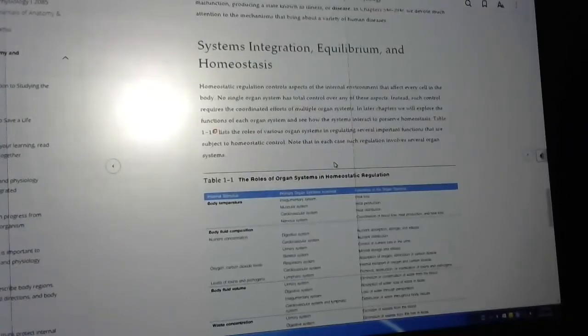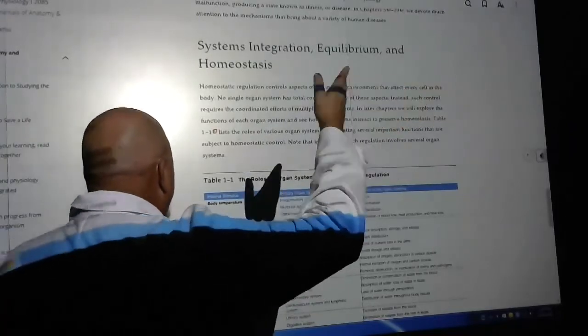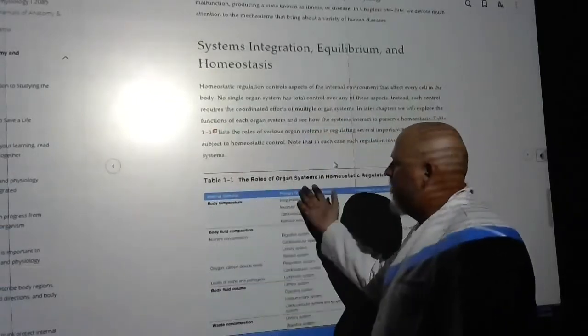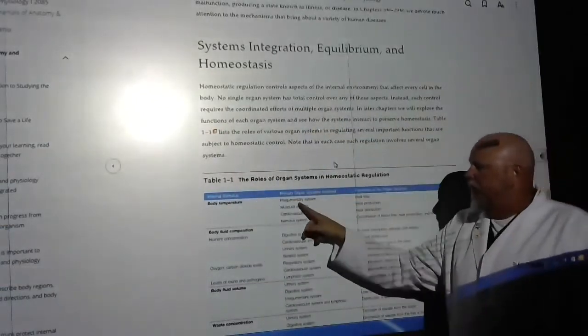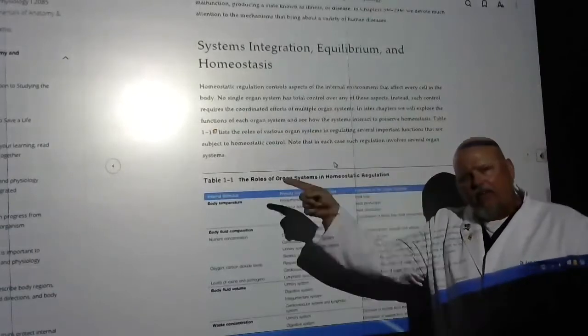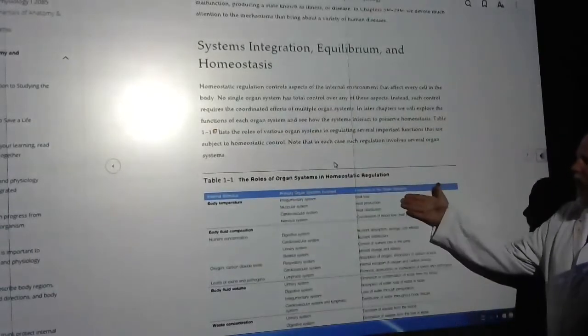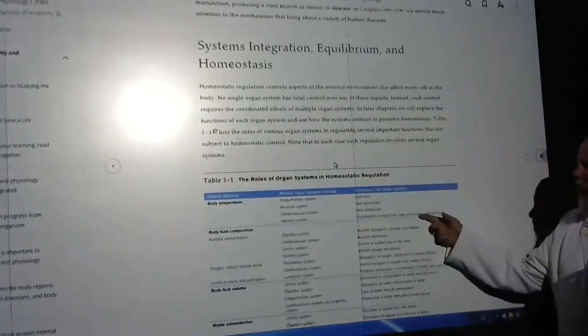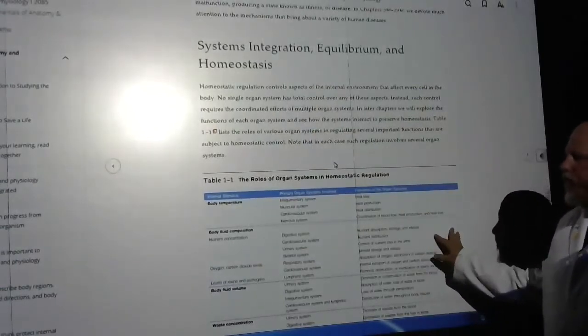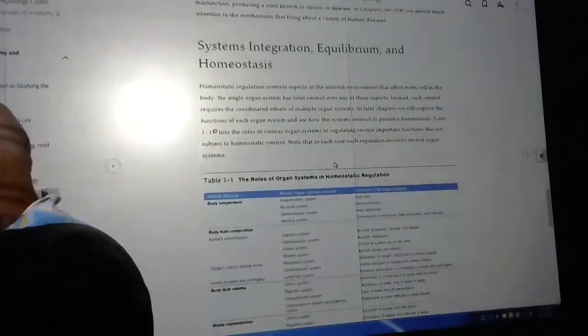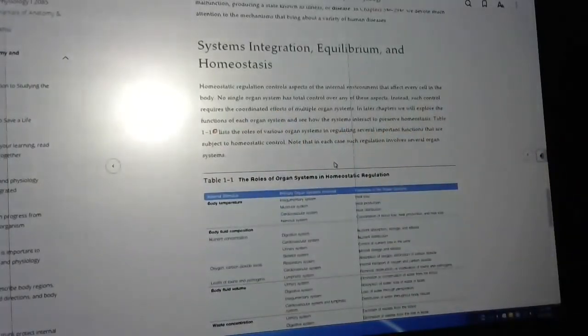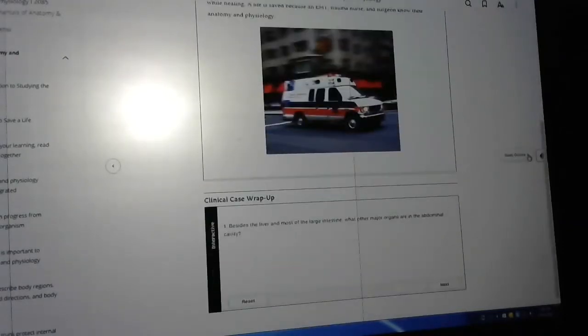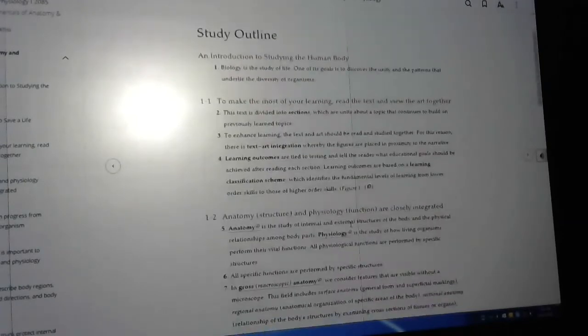All right, so the roles of organ systems in homeostatic regulation are here. I don't expect you to memorize this chart, but I do expect you to read it and understand. If you don't know what these systems are, you have to go back and figure it out. Okay? Body temperature, heat loss, heat production, heat distribution, coordination of blood flow, so on and so forth. Blood, body fluid composition, body fluid volume. Make sure you read that. Make sure you understand what it's telling you. Okay. All right, so that finishes chapter 1.